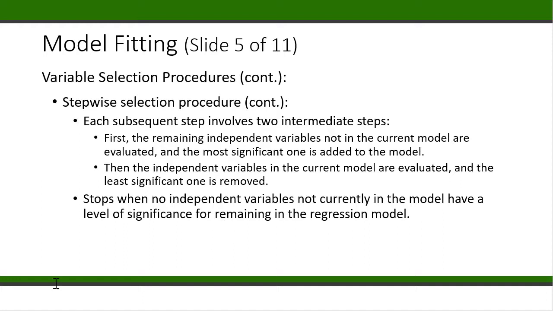Now note these two steps here. It enters a variable in. If it's significant, it puts it in. Then it looks at the independent variables that are in the current model, and the least significant one is removed. So if one is more significant that gets put into the model, then that least significant one gets taken out. And it still goes through the process of seeing if it should be in at the end or not. But if it doesn't meet the criteria of adding extra, then it doesn't go into the finished model.